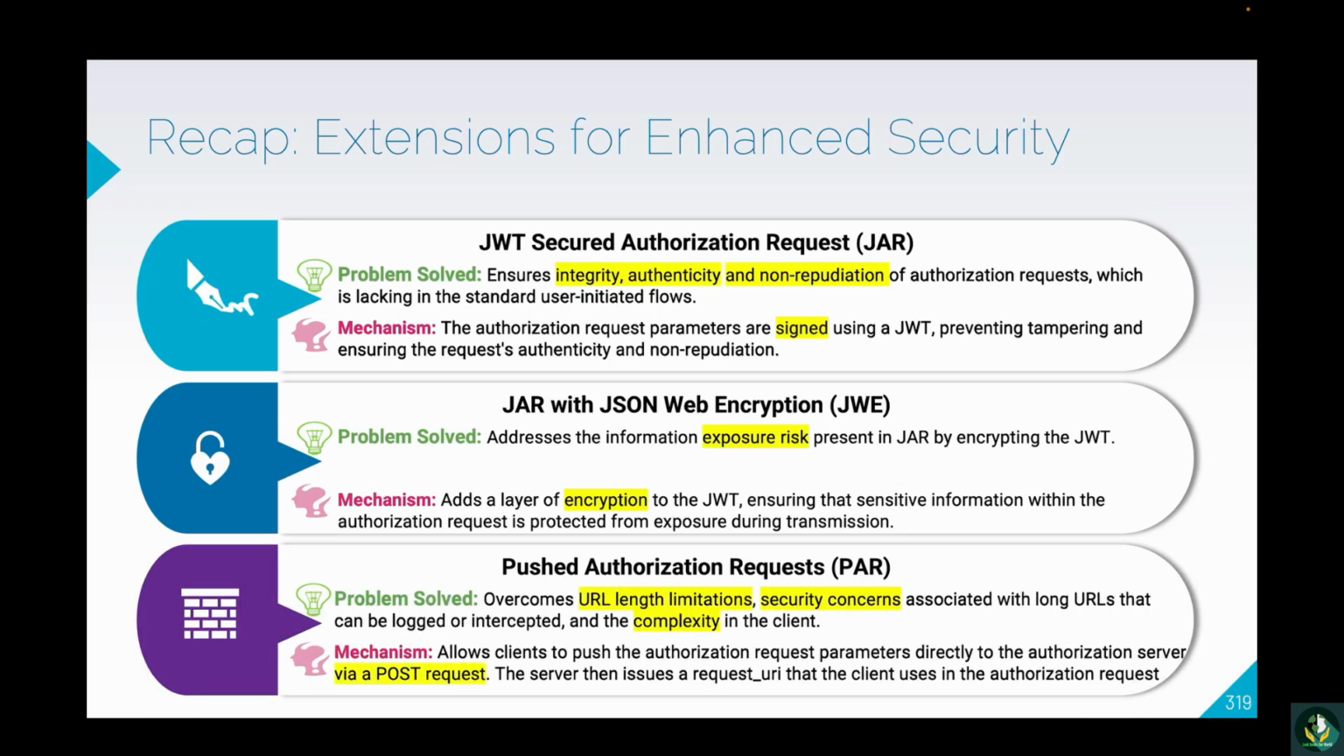PAR solved practical problems such as URL length limitations and security concerns associated with long URLs that could be logged or intercepted. It simplifies the process by allowing clients to push authorization request parameters directly to the authorization server via a POST request. The server then issues a reference request URI that the client uses in the authorization request. Also, it is important to note that you have the possibility to combine extensions together to further enhance security and meet various security requirements and levels.